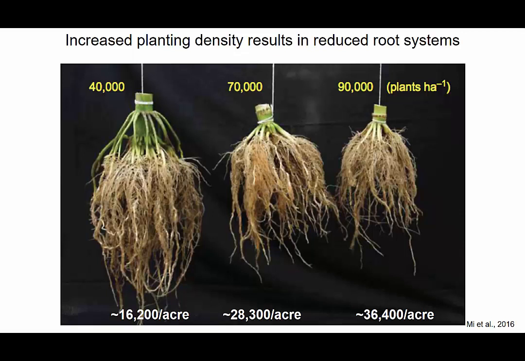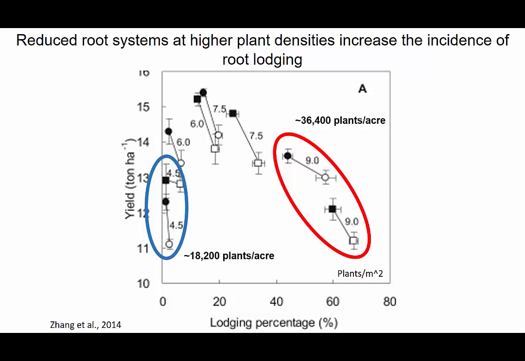This is likely, we don't quite understand this, but we think it's because they're competing with their neighbors for resources, and they're kind of setting their fences and keeping their neighbors out. And when you have more plants packed together, those root systems can't expand as much. Coming along with this reduced root system is increased lodging, right?